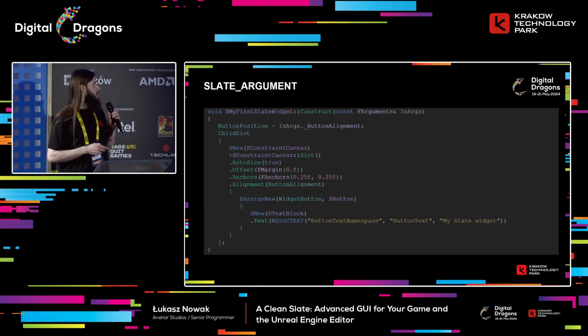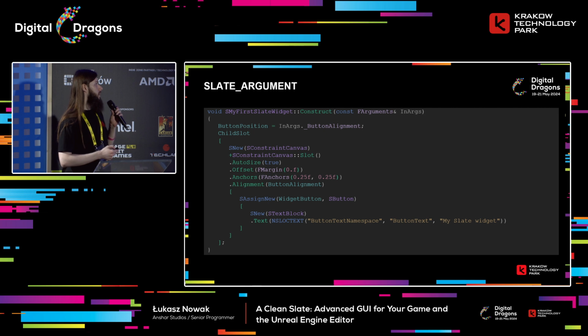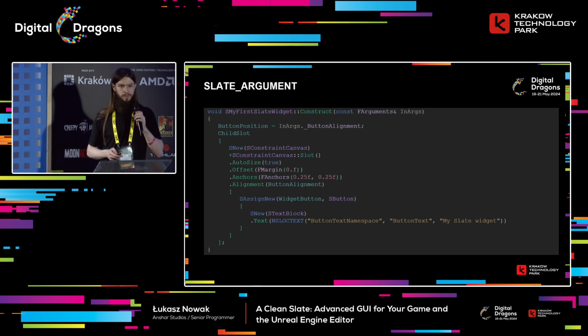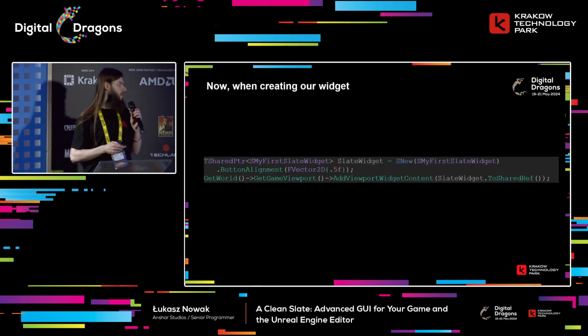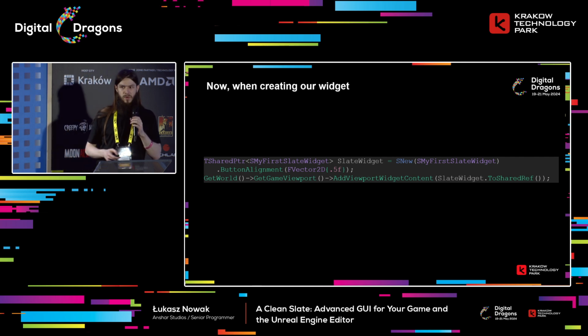All right, so that's basically it. Now I can put the button alignment here instead of some hard-coded value, and all of this argument will be available in this struct in args, so I can just assign my button position to whatever I declared and put in the constructor. And now when adding this widget to the screen or creating it in any other way, I can just specify this button alignment right here. So it's the same way I've done it in Slate.